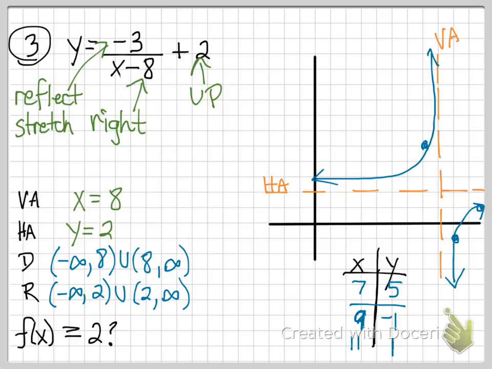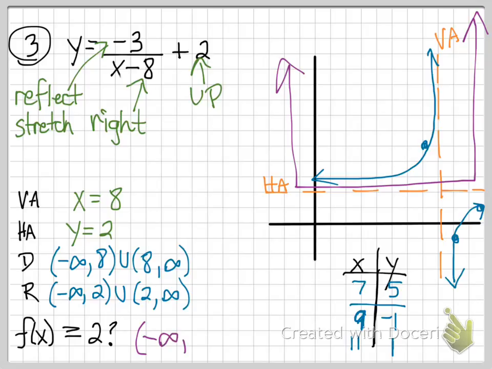Now let's look at the inequality. Where is my function greater than 2? Well, 2 is the asymptote, so I'm looking at everything above 2. Well, that would be just this top half up here. What's the top half? It's from negative infinity all the way up to 8, but not including it.